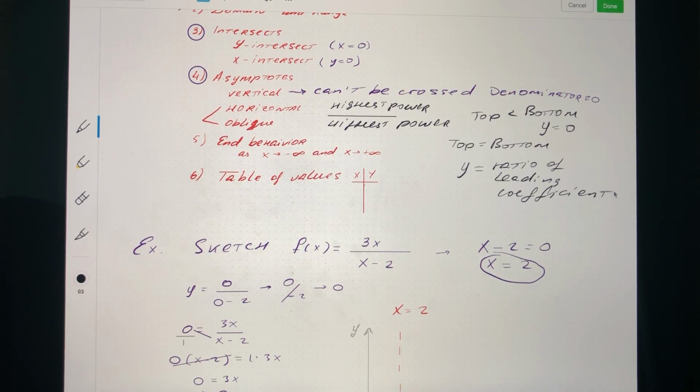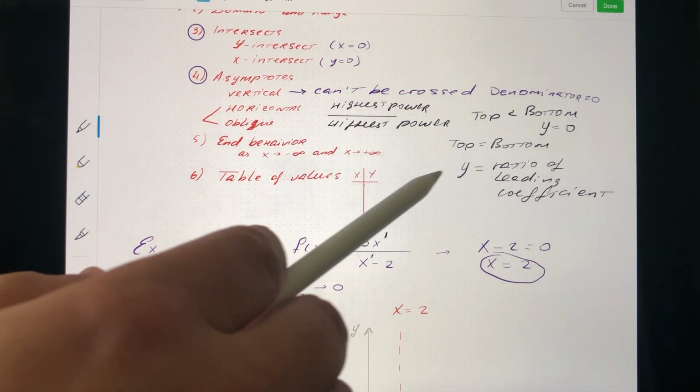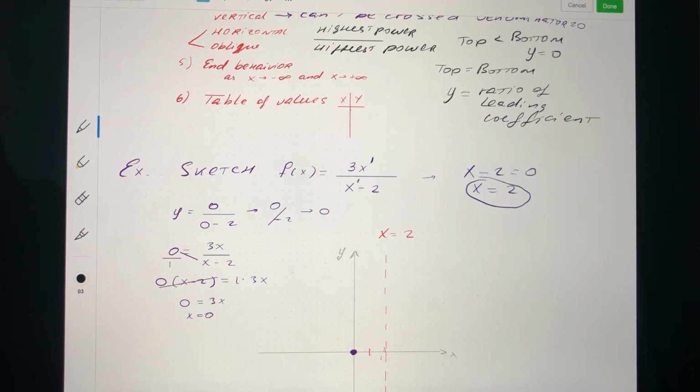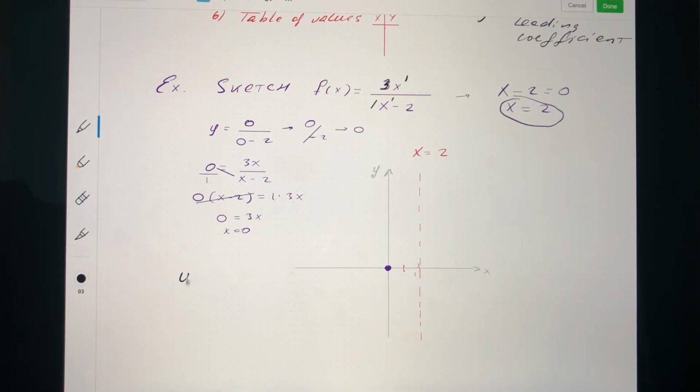So for us, the highest power on the top is 1, that's 3x to the 1, and the bottom also 1. So both top and bottom powers are the same, which means we have the second case, and we look for the ratio of the leading coefficients. The leading coefficients are 3 and 1. So the horizontal asymptote is y equals 3 over 1, which is 3. So 1, 2, 3, somewhere through the 3 there will be a horizontal line that is our asymptote.